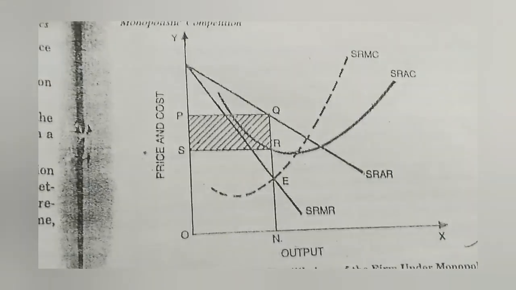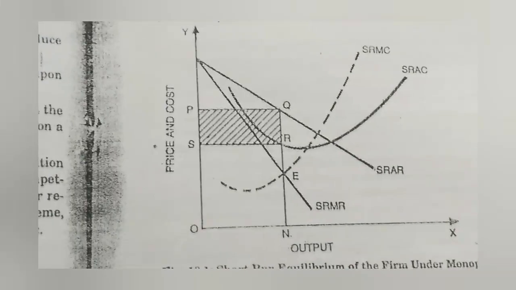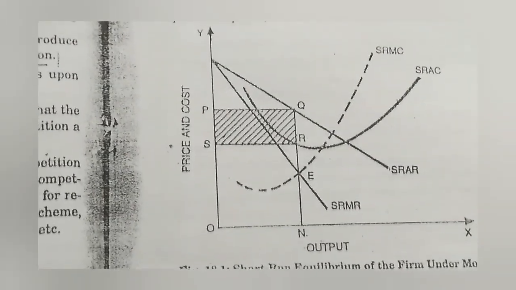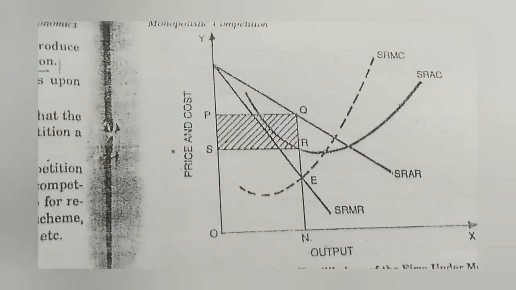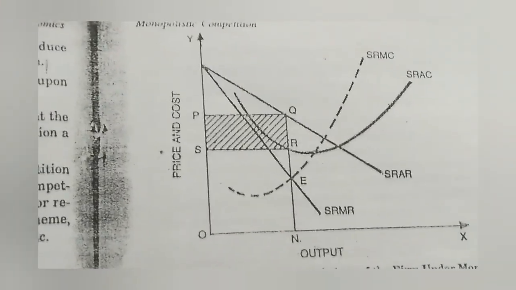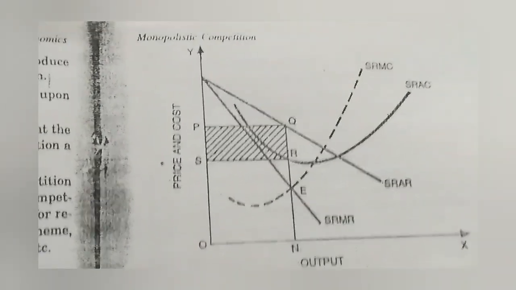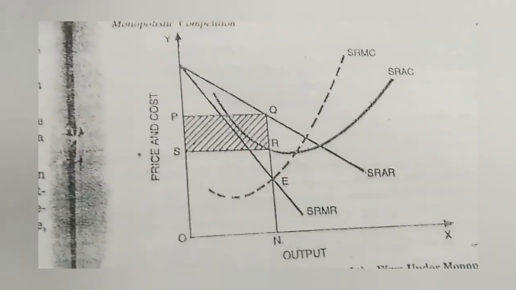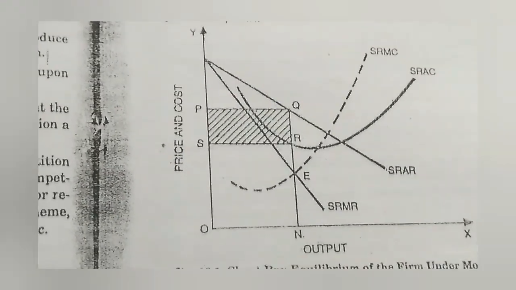Let us see the short-term equilibrium of the firm with supernormal profit with the help of a diagram. In the diagram, the x-axis represents output and the y-axis represents price. SRMR, short-term marginal revenue curve. SRAR, short-term average revenue curve. SRMC, short-term marginal cost curve. And SRAC, short-term average cost curve. The point E is the equilibrium point at which SRMR is equal to SRMC. So MR is equal to MC here. This is the equilibrium point.